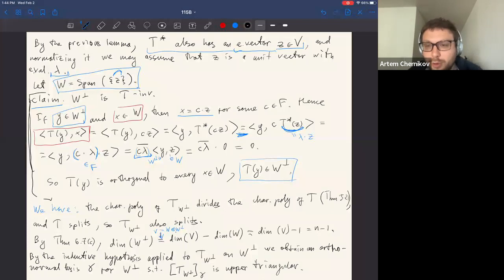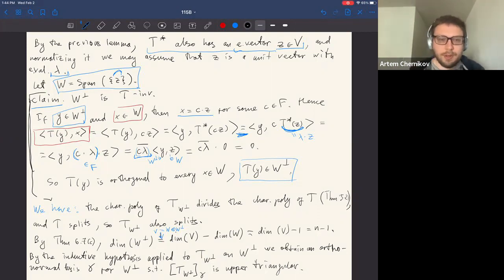All right. So the next task is now to connect the matrix for this restricted operator with the matrix for the whole operator T. Let me pause here for a second before I move on to the new page. At this point, all you have to remember is that we have this restriction TW perp, and we have found a basis for it, gamma, which gives us an upper triangular matrix.